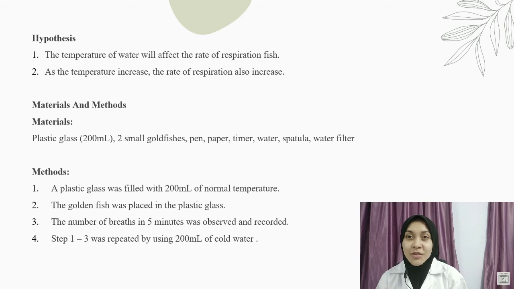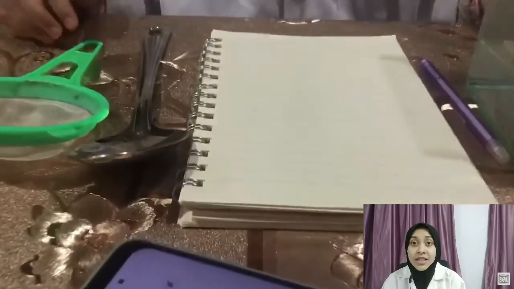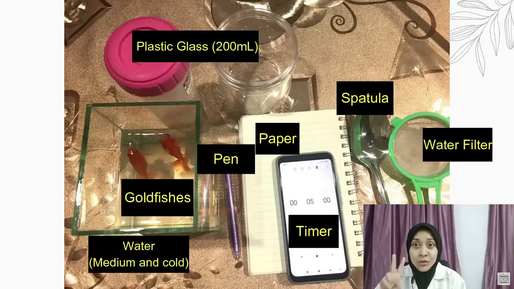The hypothesis in this experiment is that the temperature of water will affect the rate of respiration of fish, and as the temperature increases, the rate of respiration also increases. These are the materials that I use in this experiment: a plastic glass of 200 ml, 2 small goldfish, pen, paper, spatula, and water filter.